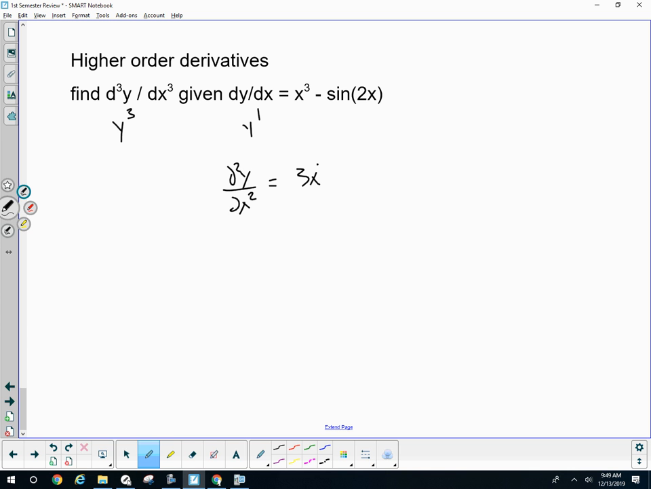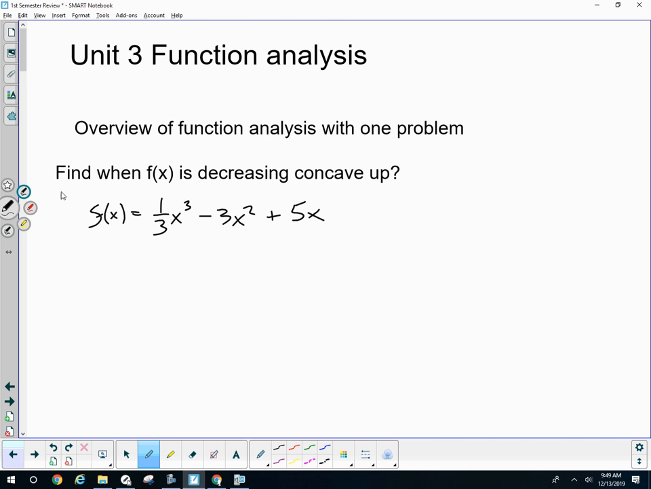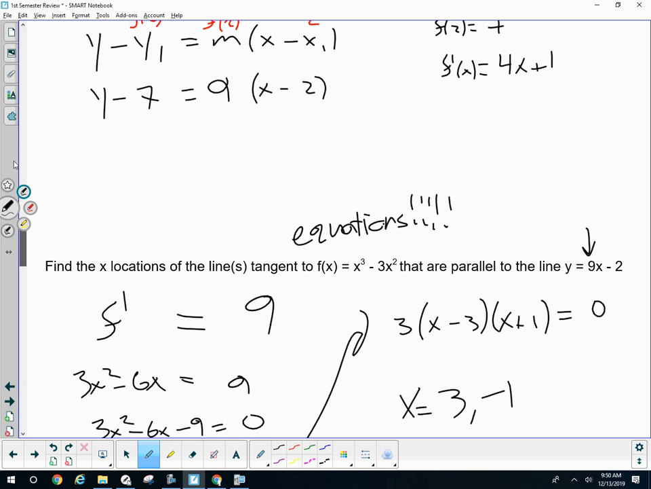That'd be 3x squared. Derivative of sine is cosine, but don't forget the derivative of the inside. That's times the 2. And then one more derivative would give me the third derivative, 6x. This would be positive sine. I'd multiply by another 2, and I get 4. All right? So that's a quick overview of derivative rules.